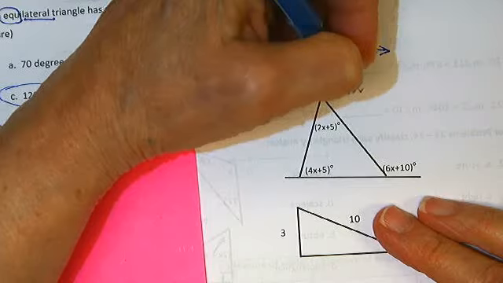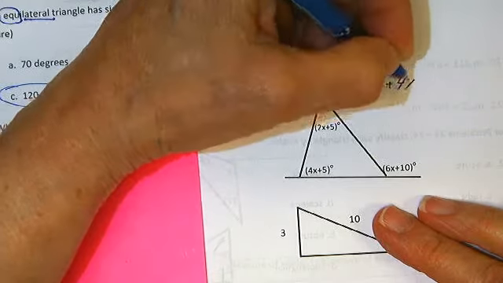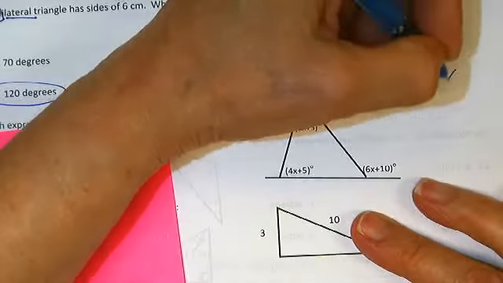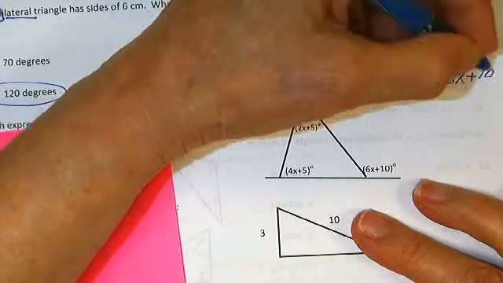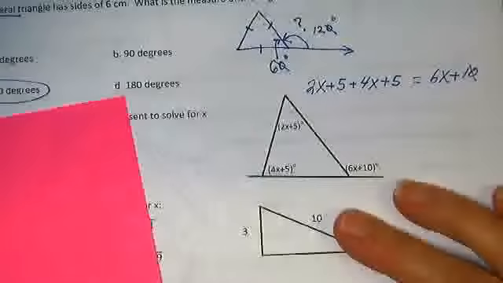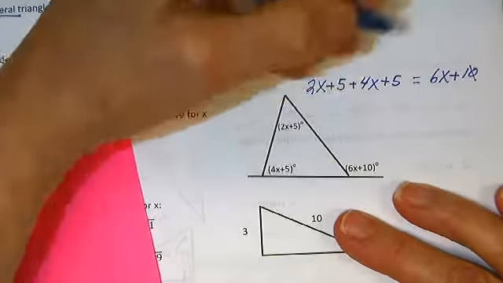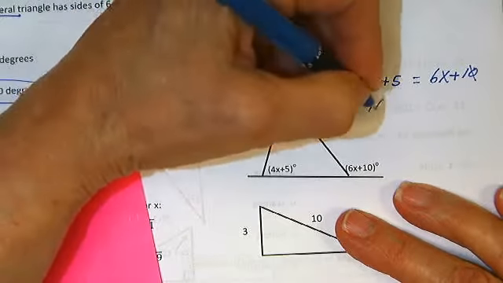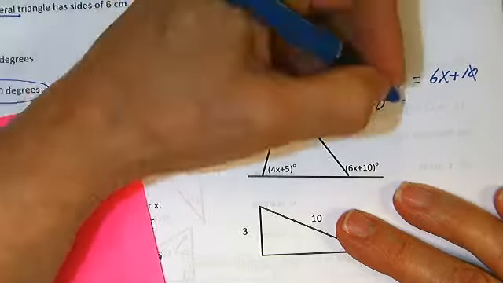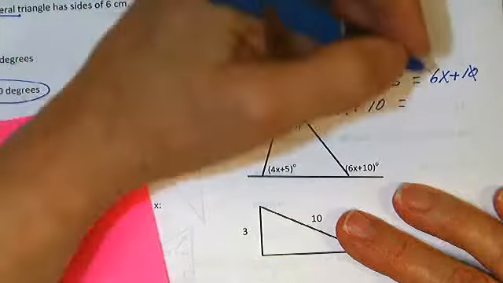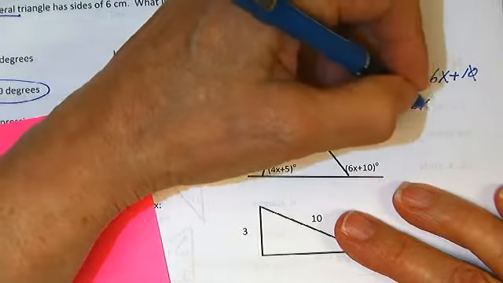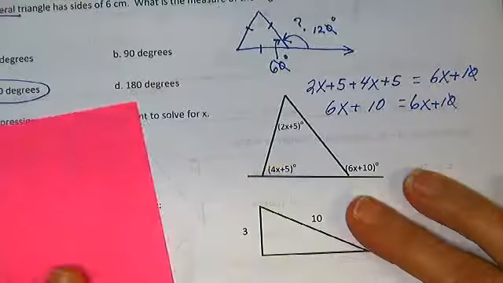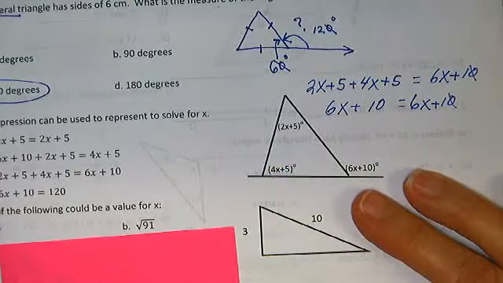2x plus 5 plus 4x plus 5 equals 6x plus 10. We combine like terms. 2x plus 4x gives us 6x. 5 plus 5 equals 10. Well, 6x plus 10 is going to be equal to 6x plus 10 for every possible value of x. Let's see what our answer choices are.